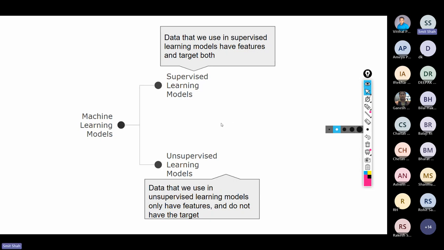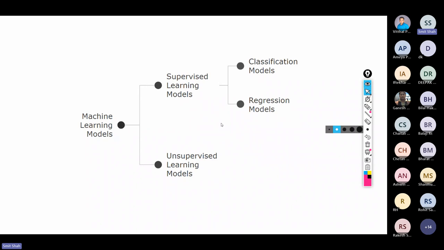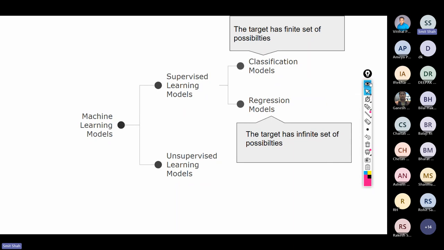Now, supervised machine learning models are further classified into two types. First is called a classification model. Second is called a regression model. What is the difference between a classification model and a regression model? Well, in case of a classification model, my target column has a finite set of possibilities, whereas in case of a regression model, my target column has an infinite set of possibilities.